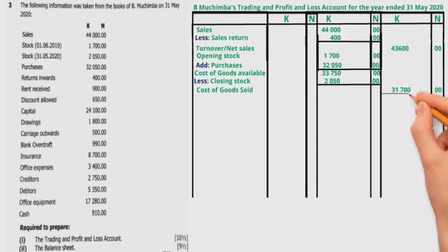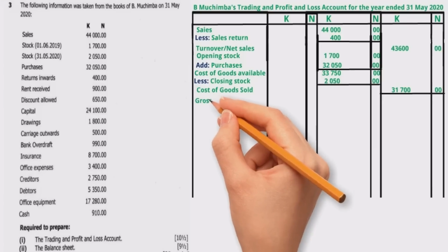Then, I find the difference of the turnover net sales minus the cost of goods sold. I'm going to punch 43,600 minus 31,700, which will give me 11,900. This is gross profit. So I'm going to write gross profit is equal to 11,900.